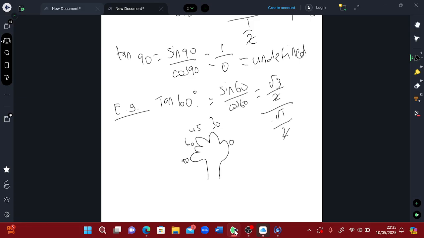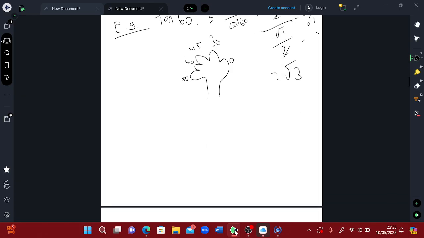The 2's cancel. So you're left with root 3 over root 1. Root 1 is just 1, so you're just left with root 3. So the final answer is root 3 for tan 60. Okay, and that's how you can quickly derive any exact values.